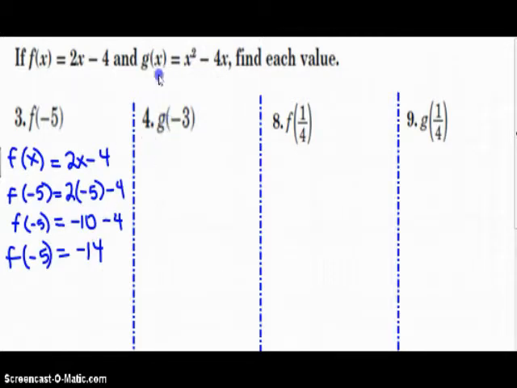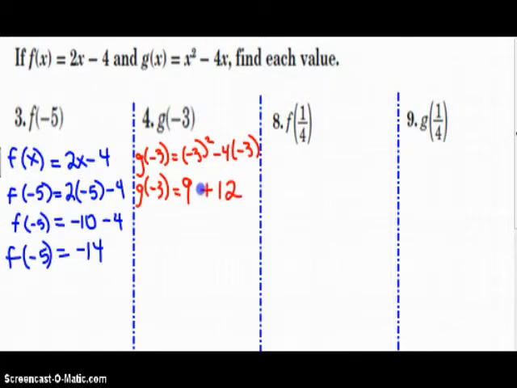We're using the g function here. So notice negative 3 has now replaced the x. So I'm going to replace the x on the right side with negative 3 as well. Okay, so again, nothing to do on the left side. We're simply finding what the g of negative 3 is. Negative 3 squared is negative 3 times negative 3, so that is positive 9. Negative 4 times negative 3 is positive 12, so we have 9 plus 12. So the g of negative 3 is 21.